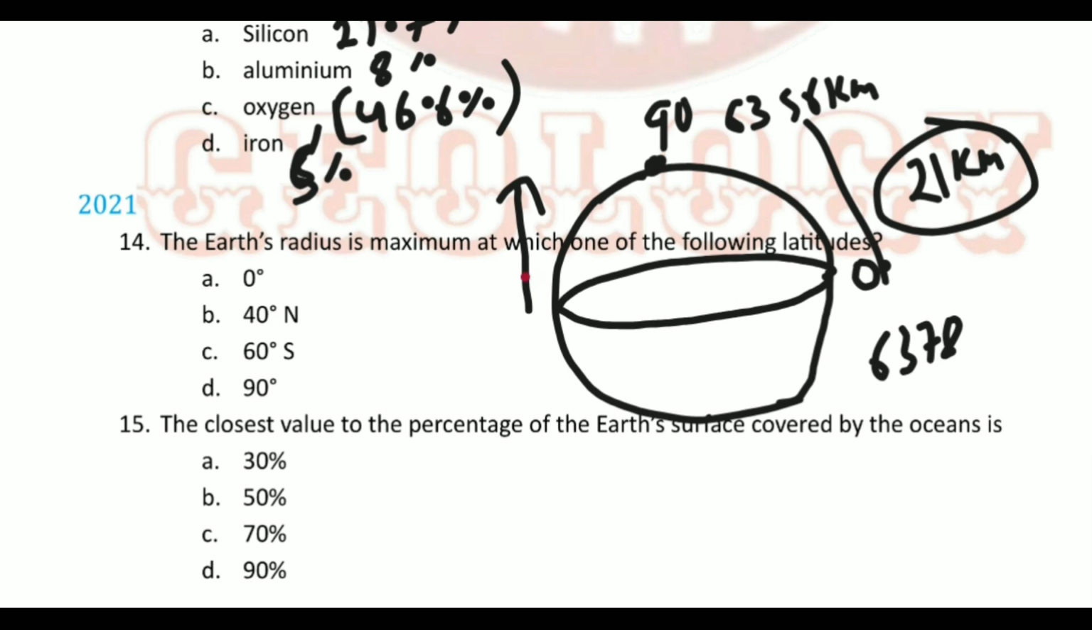Similarly, whatever the question, you can arrange the increasing radius from pole to equator or decreasing radius from equator to pole according to latitude. So 90° will be minimum. 0° will be maximum. Then 40 degrees, it is less than 0°, but greater than 60° latitude.